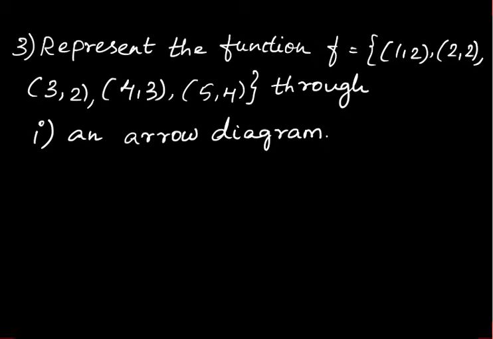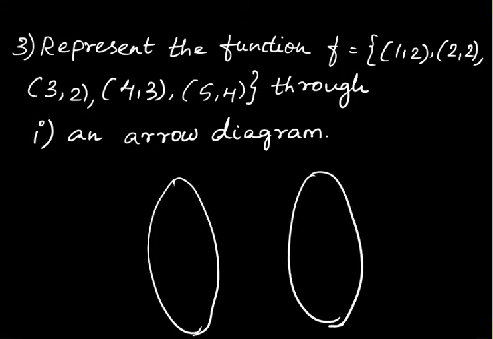Go through the first question, the arrow diagram. In this place, write down the numbers which are in the first set: 1, 2, 3, 4, 5. And on this side you will have 2, 3 and 4.